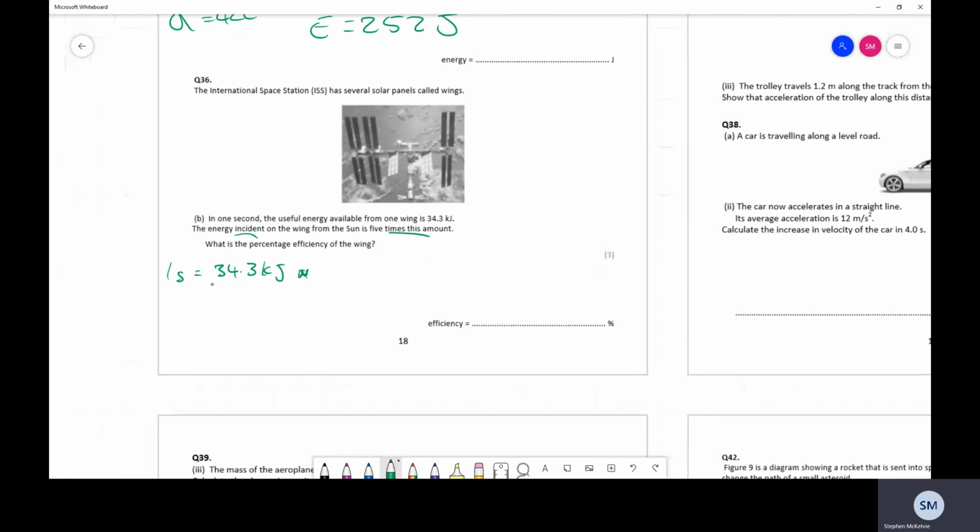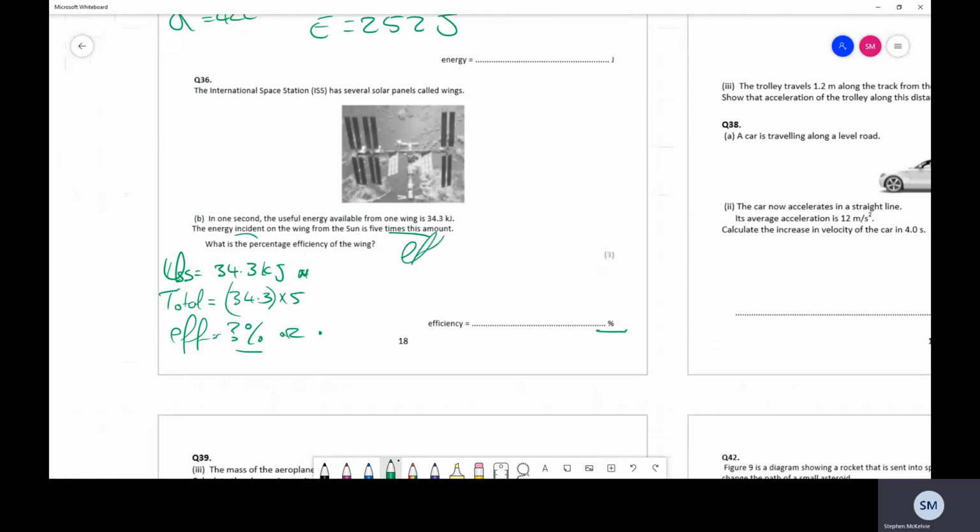That just means the actual amount of energy that's hitting it, so the total amount of energy is 5 times that amount. So it's 34.3 times 5. This is useful energy because it's the amount of energy that we can use in 1 second. If it's asking me to find the efficiency of the wing, I can express it as a percentage or as a decimal. What do they want? They want it as a percentage.